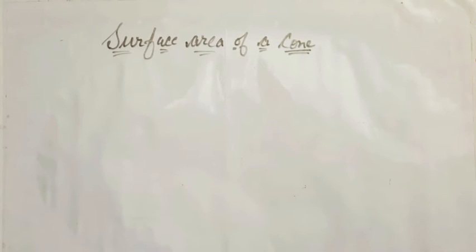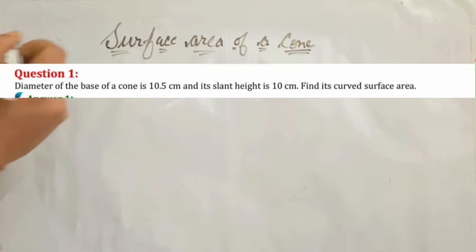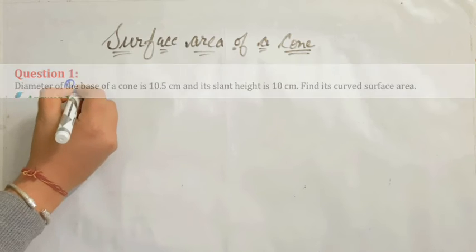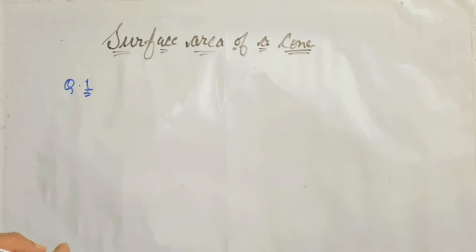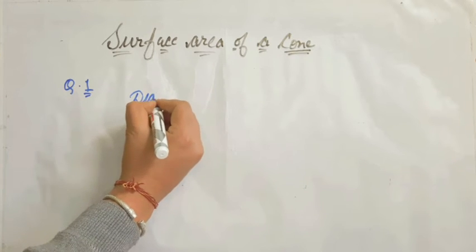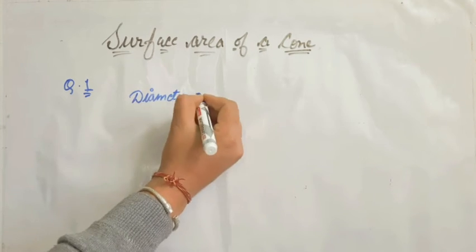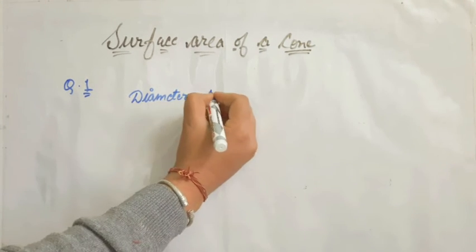Now let us solve a few questions related to this. My first question is: the diameter of the base of a cone is 10.5 centimeter and its slant height is 10 centimeters. So two things are given in this question, question number 1. The first one is the diameter of the base of the cone. Diameter of base means diameter of circle. So diameter is given equal to 10.5 centimeter.